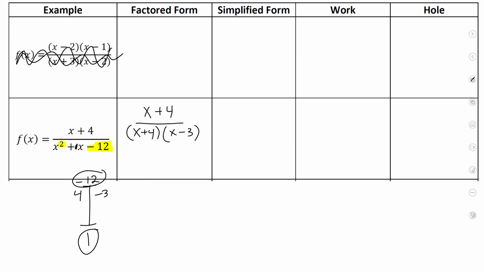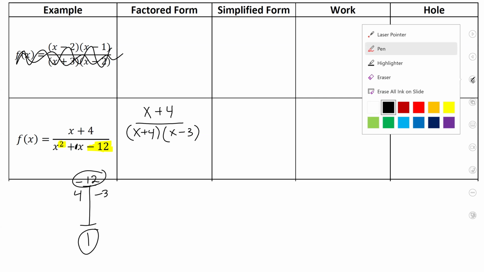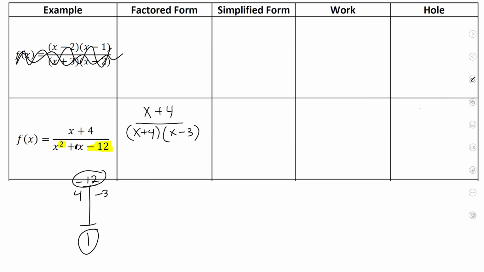Do y'all see what's in common? Cancel those out. Anything divided by itself is just 1. So I'm left with 1 over x minus 3. That's what's left over. That's the simplified form.